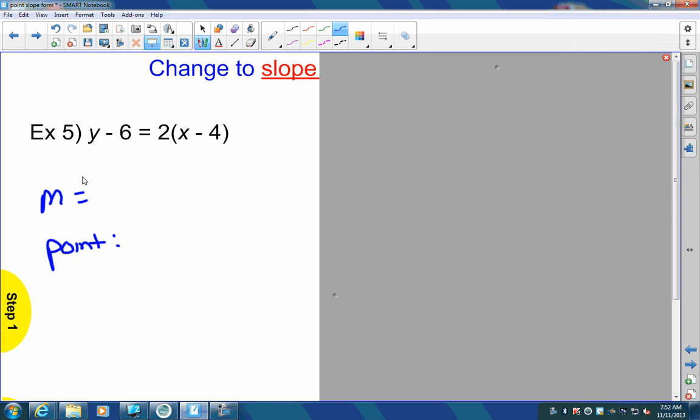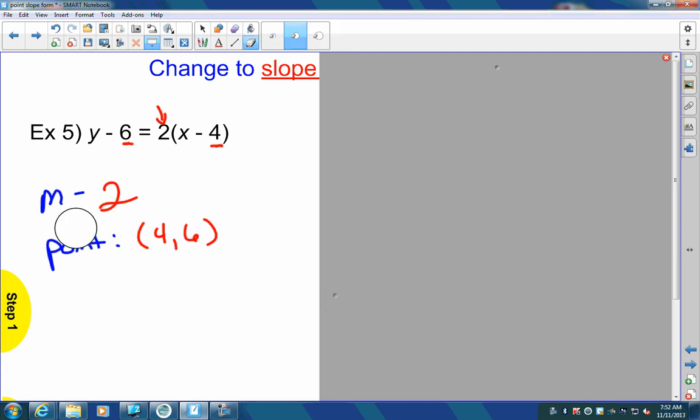All right, so when I'm looking at this, I should know that this number right there in front of the parentheses, that's my slope. The slope is 2. The point I am using, I have 4 and I have 6. So my point is 4, 6. That's what you should have had down. Now what it's asking us to do is to rewrite it into slope-intercept form.